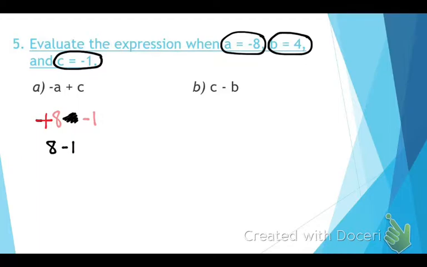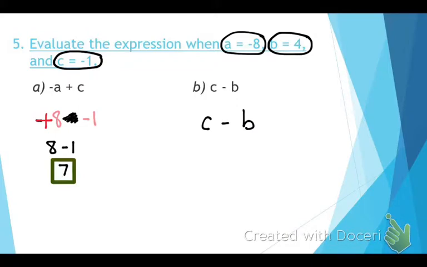Class, what's 8 minus 1? 7 is correct. Raise your hand if you got 7 as the correct answer on your own. If you did not, please erase it and fix it. All right, so same idea. If it helps you, you can drop down C minus B. Now instead, we're going to plug in the C.